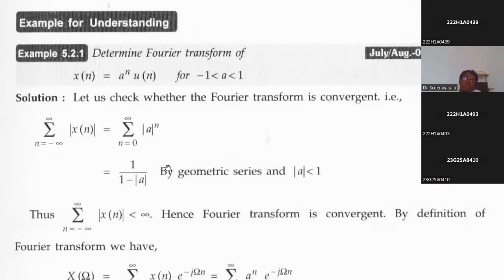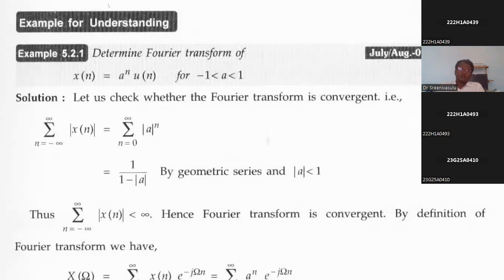Now if you see the summation of n equal to minus infinity to infinity, magnitude of x of n, it is equal to summation of n equal to minus infinity to infinity, a power n u of n whole magnitude. Now this u of n, you know what is the u of n? U of n is a unit step sequence. It is equal to 1 for n greater than or equal to 0.